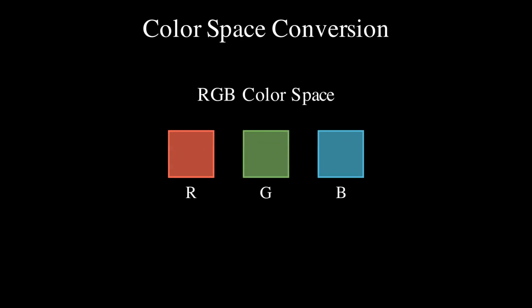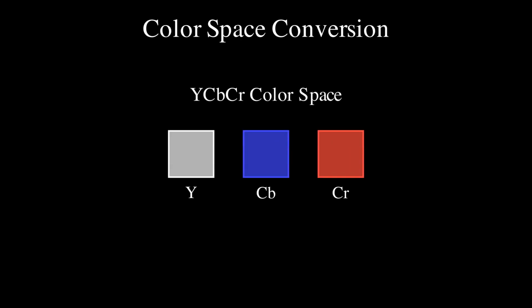Stage 1. Color space conversion. Digital images are typically stored in RGB format, with red, green, and blue channels. However, JPEG converts RGB to YCbCr color space. Why? Because the human visual system is more sensitive to brightness than to color. In YCbCr, Y represents luminance or brightness, while Cb and Cr represent the blue and red color differences.